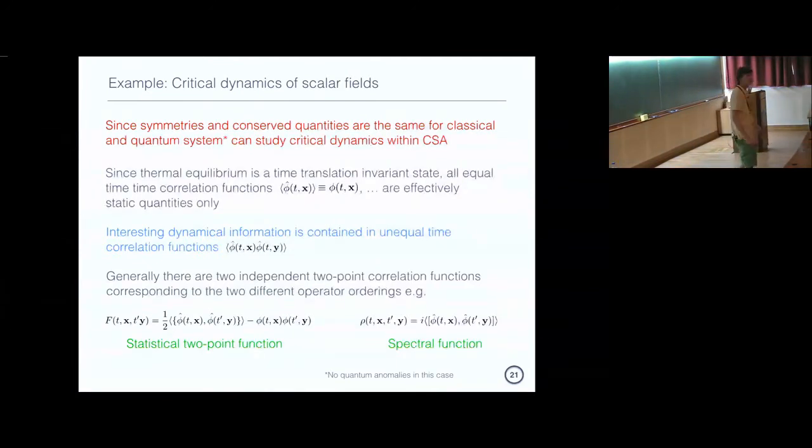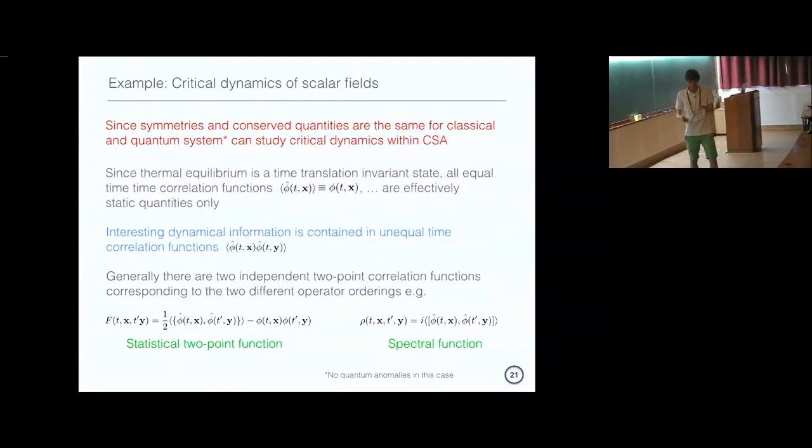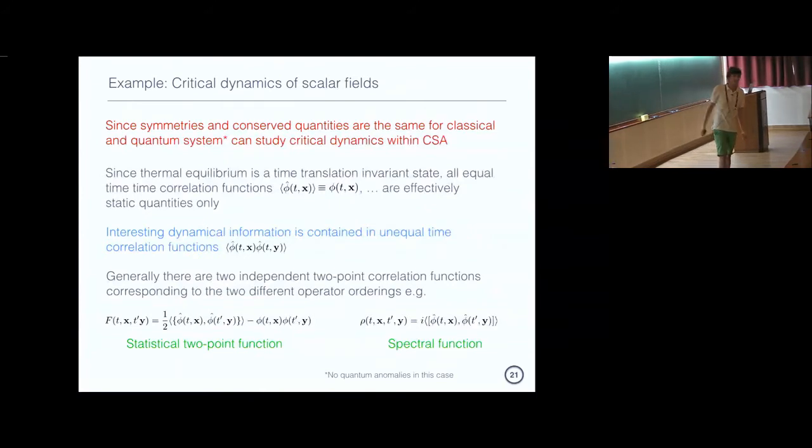And that, of course, is true. If you look at something like a one-point function, like the expectation value of the field, then this is effectively a static quantity. It will not change over the evolution of the system, right? Nevertheless, thermal equilibrium is a highly dynamical state, right? I mean, things are going on all the time. To see what is going on, I don't have to look at these static quantities, but I have to look at unequal time correlation functions.